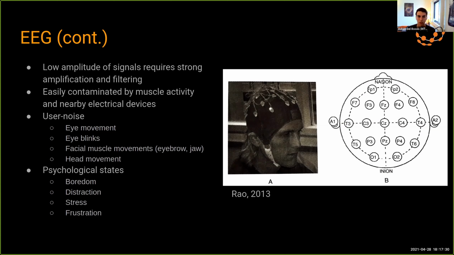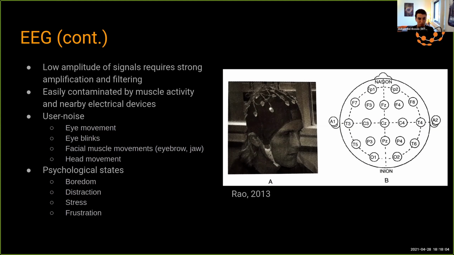We're talking really low amplitude signals. So these are low voltages. They require strong amplification. In our case, we're using the OpenBCI site on board. I'll have a picture of that coming up here. Since the information that we're picking up from the populations of neurons is not strong, it's easily contaminated by muscle activity, electrical devices, some things that you might consider user noise.